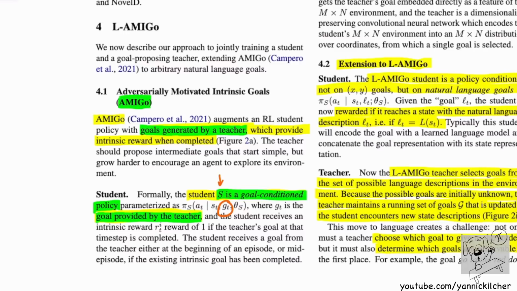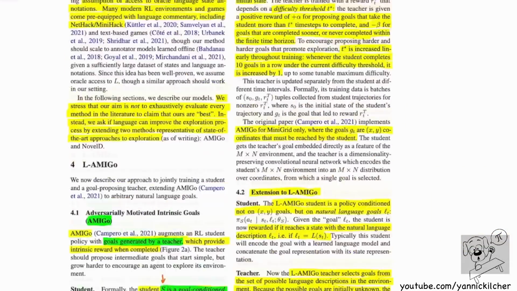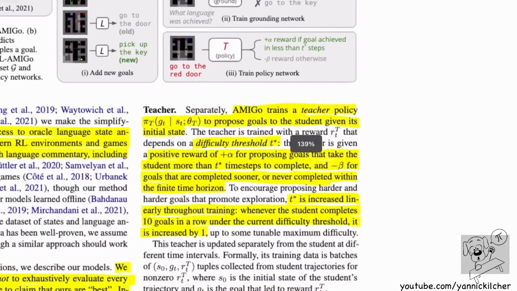I mean, it probably gets reward when it accidentally also fulfills the true reward goal, but it does get intrinsic reward when it fulfills the goals set by the teacher. Now, the goal set by the teacher, that's the trick, obviously, right here.